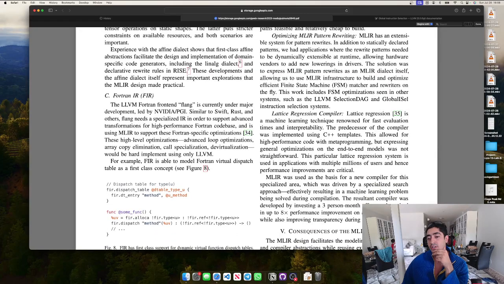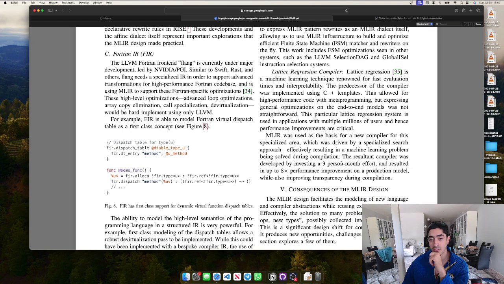Lattice regression compiler. Lattice regression is a machine learning technique renowned for fast evaluation times and interpretability. The predecessor of the compiler was implemented using C++ templates. This allowed for high performance code with metaprogramming, but expressing general optimizations on the end-to-end models was not straightforward. This particular lattice regression system is used in applications with multiple millions of users, and hence performance improvements are critical.